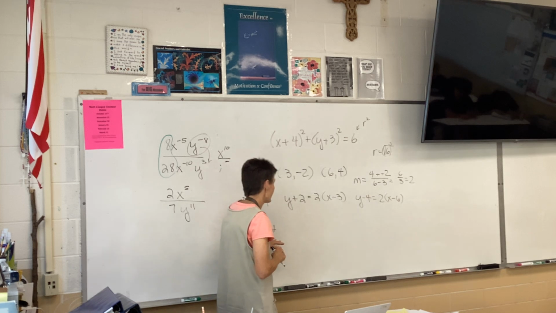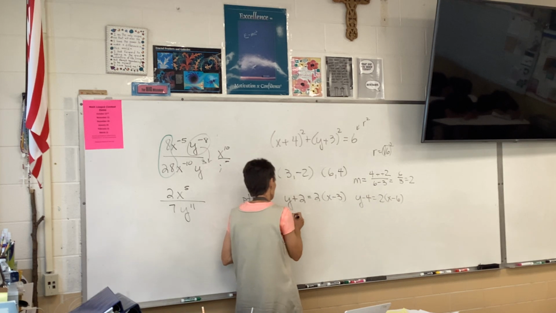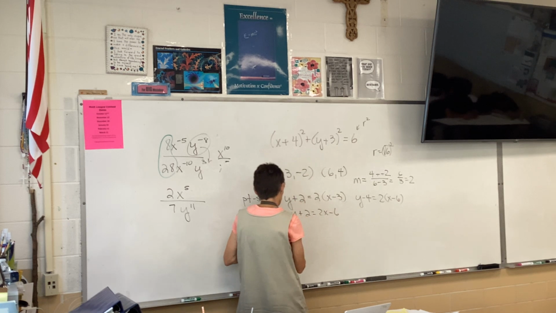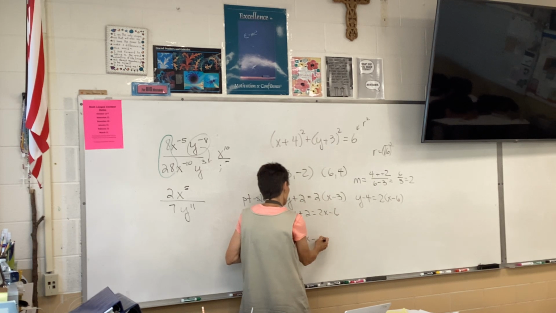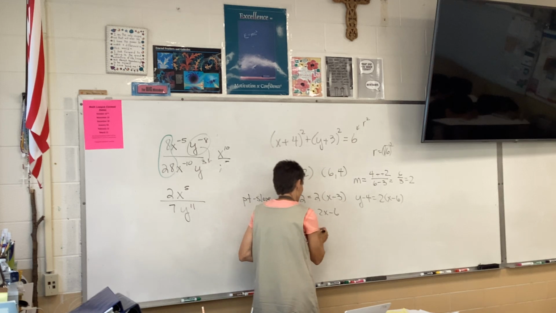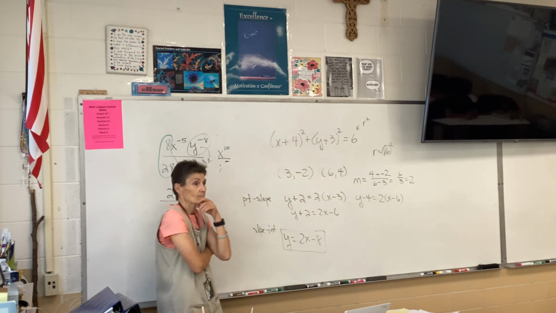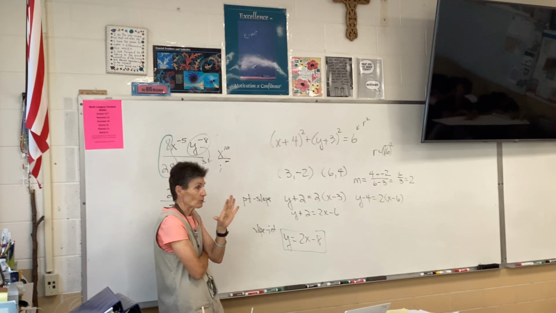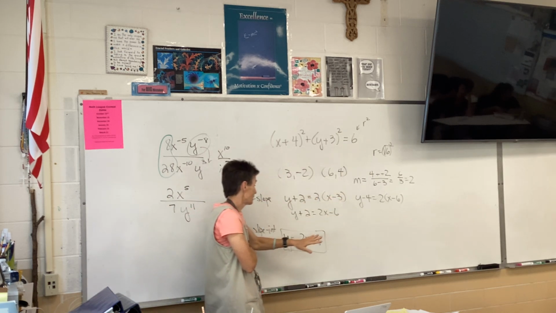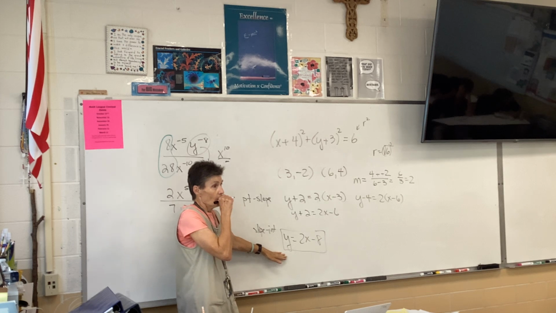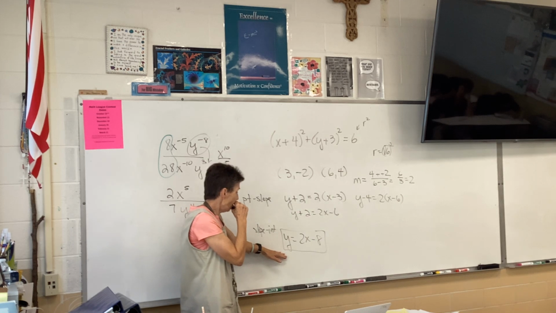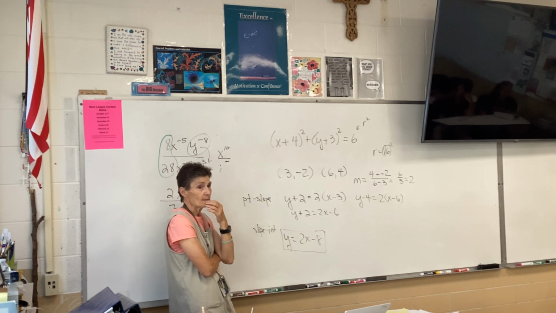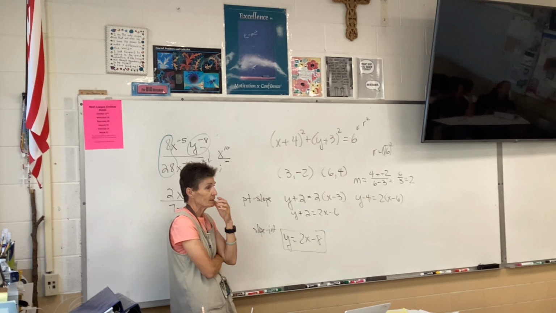Now, we're all going to have the same slope-intercept form, though. And that is going to be y equals 2x minus 8. No matter which point slope, you're going to get this. All right, anybody have a question about that? Anybody not get that?